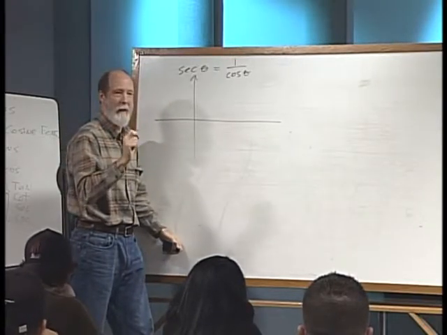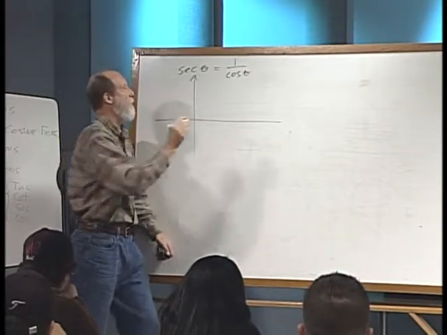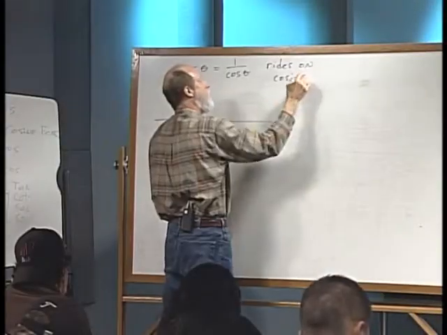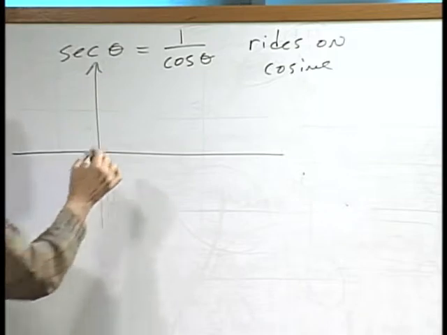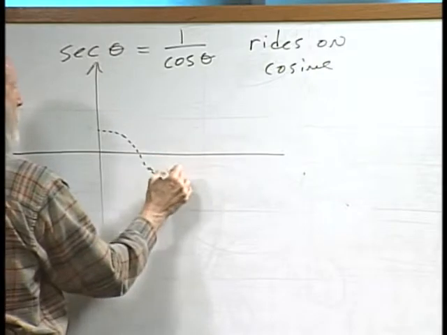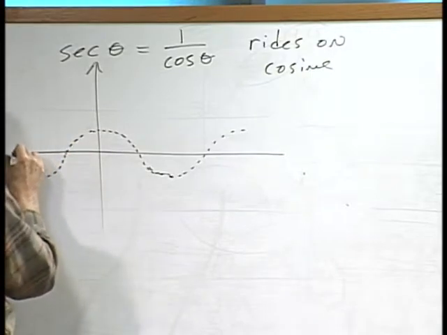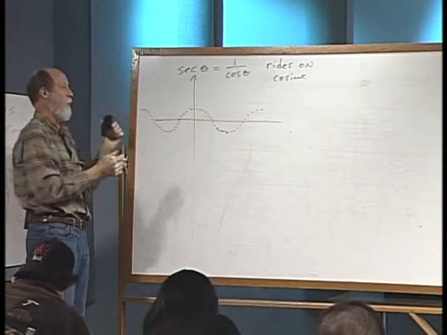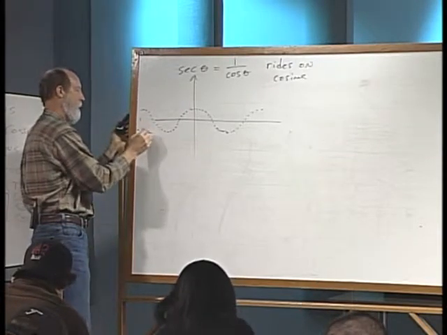In 10 seconds, I can tell you how to remember what the secant graph looks like. It simply rides on the cosine graph. It goes for a ride on the cosine graph. I can give you more details about that in a moment. But let me lightly dot in a cosine graph through more than one cycle, through 2 cycles, from minus 2 pi to 2 pi.